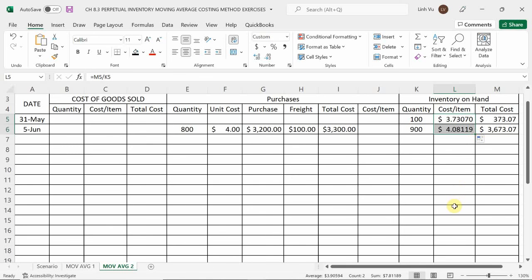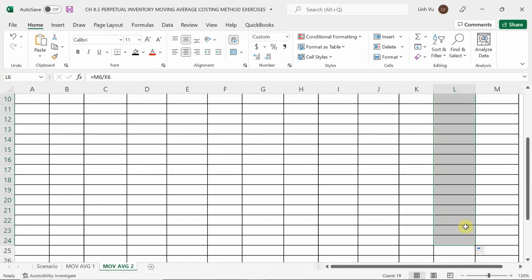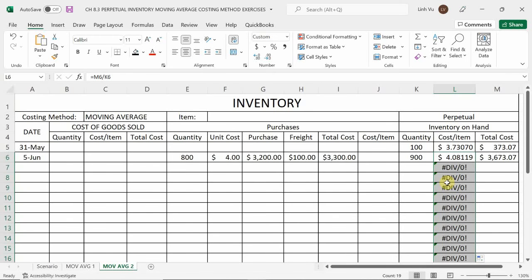4.0811 each. Good. So notice this, right? What I'm going to do is have this complete row column right here just calculate my average cost. So every time I enter something new in my quantity and enter something new in my total cost, it's going to automatically calculate that for me. I'm going to save you some calculation here by doing that, okay?